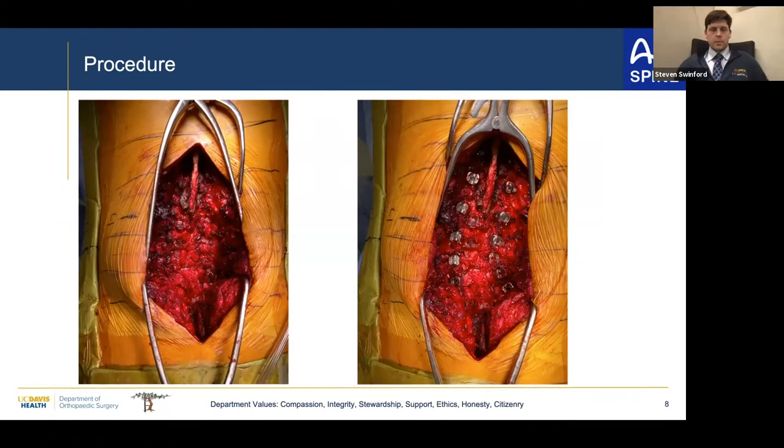So these are some intraoperative images. Here you see our wide decompressions, Ponte osteotomies throughout, and then we instrumented. Order of operations is dealer's choice. We like to do the hard part first and then place the screws after that.